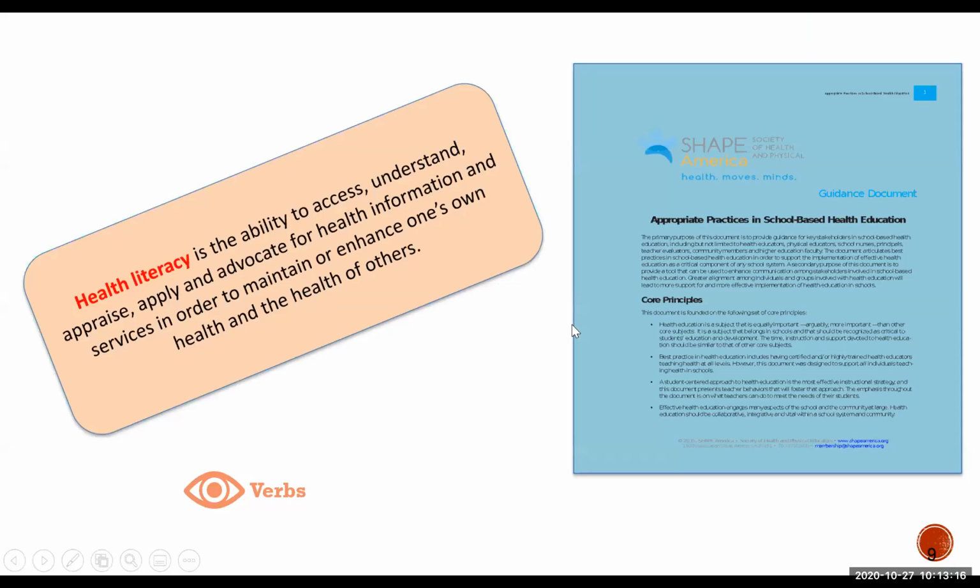So let's talk about what. This is where you're going to start to need your performance indicators document. And I also have a challenge coming right up. So health literacy is a word that you will hear a lot. We have our physical literacy, as we mentioned, when we talked mostly about our physical education content. And we also have health literacy. Health literacy is the ability to access, understand, appraise, apply, and advocate for health information and services in order to maintain or enhance one's own health or the health of others.